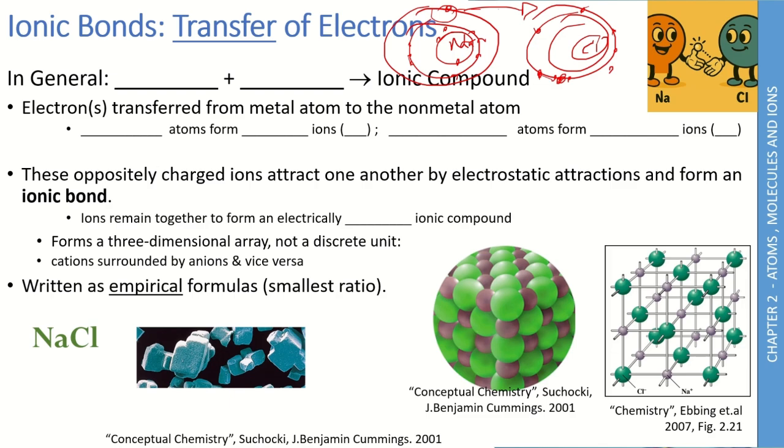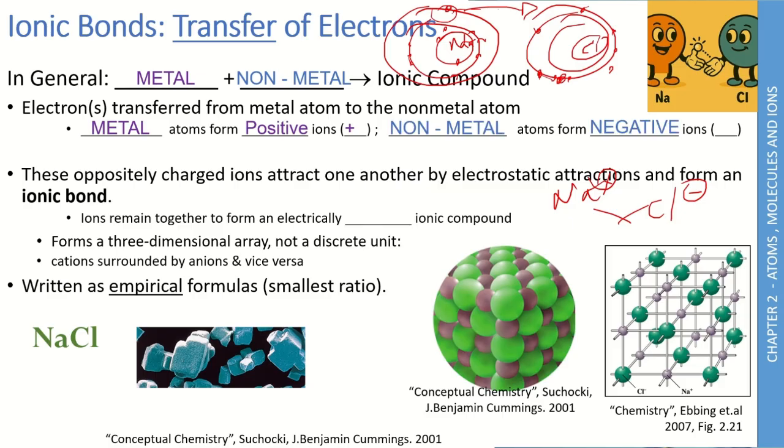So they bond together because they form ions. As soon as sodium gives away, it forms sodium plus, and chlorine will turn into chloride because it has a negative charge. So negative and positive attract each other, so they form a very strong bond over here. In general this happens between metal and non-metal. So electrons transfer from metal atoms to non-metal atoms. So metal atoms form positive ions, and non-metals form negative ions.